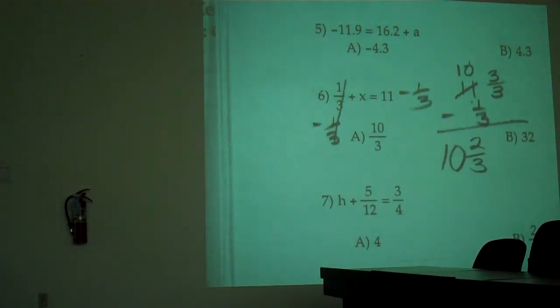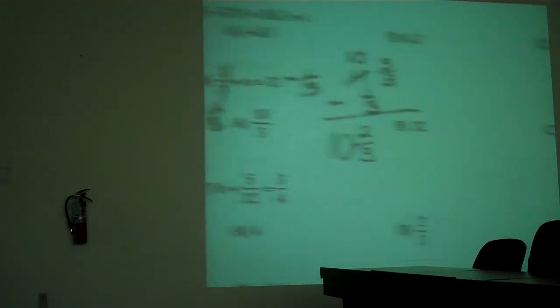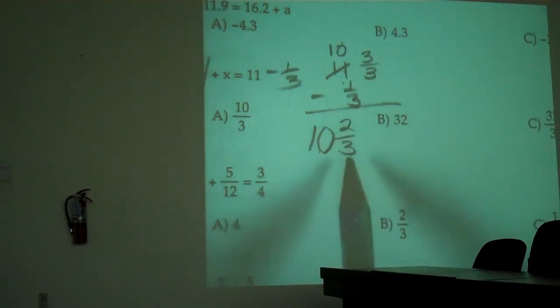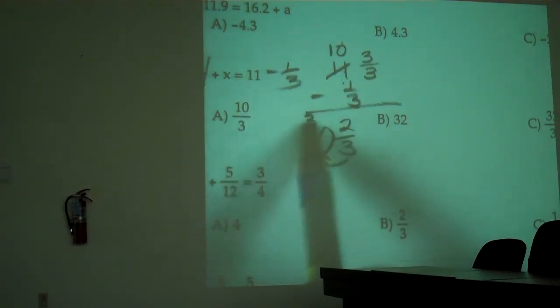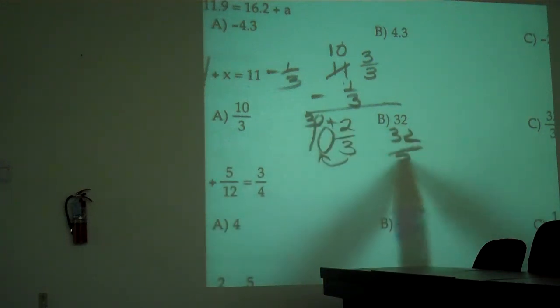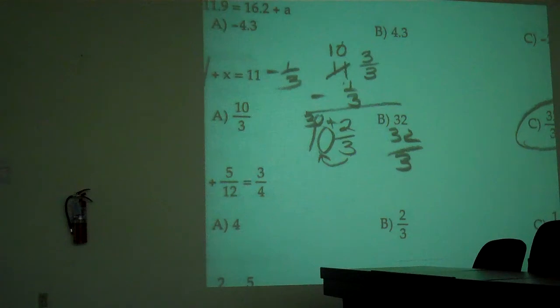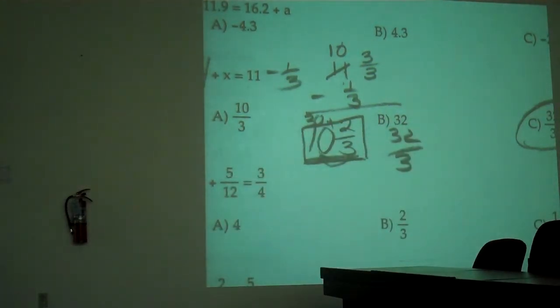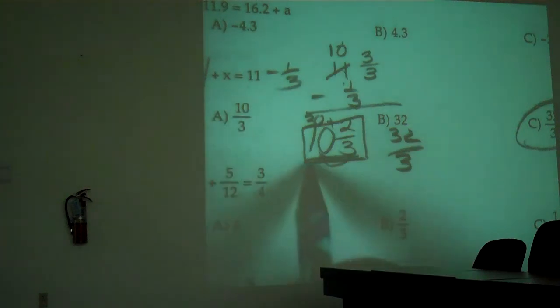But our answers are all improper. So you could change that to improper, or you could have done it a different way where you turn this improper. This would be 30 plus 2 is 32, right? 32/3. I don't want you to leave your answer improper though. If you have this problem on your test, leave it 10 2/3. You most likely will not have multiple choice on this part. Okay? So just leave it 10 2/3.